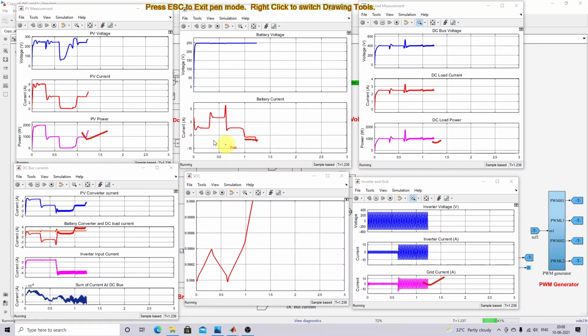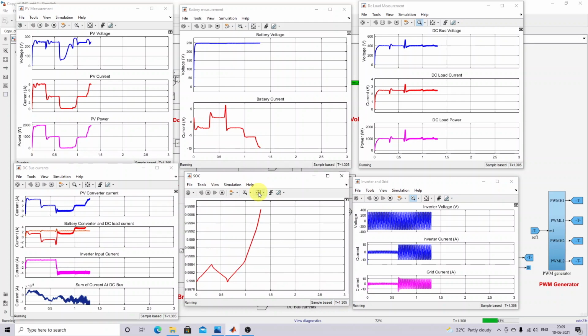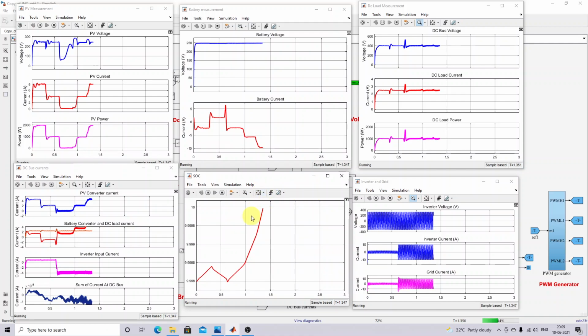Okay, now we can see that after 1.2 seconds the irradiation changes from 500 watts per meter square to 1000 watts per meter square. Because of that, PV power increases from 1000 watts to 2000 watts. So the battery charging current increases from minus 6 amps to minus 10 amps. Still the grid is supplying power, because only the PV power is greater than 100 watts. So only one condition is true. It's not true for the SOC of the battery.